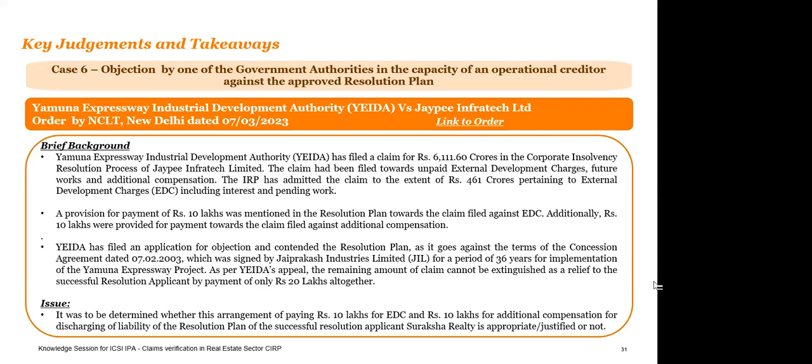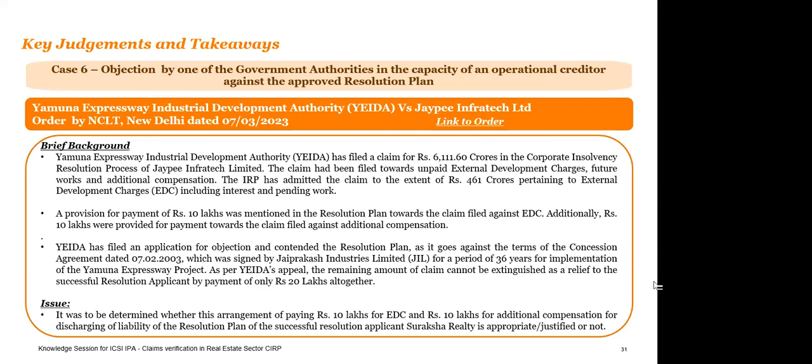And when the resolution plan was submitted, it made another haircut to the admitted amount. Then EIDA gave an objection to the resolution plan, saying that such kind of haircut and concession cannot be allowed to the resolution applicant in its resolution plan.